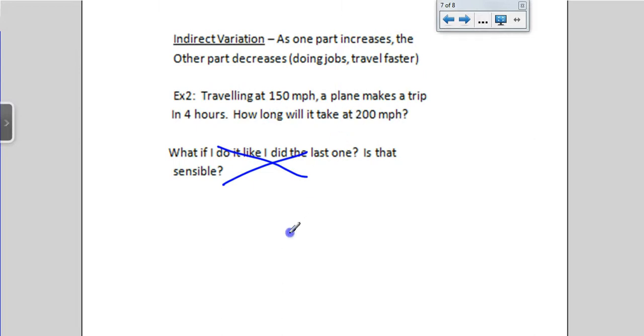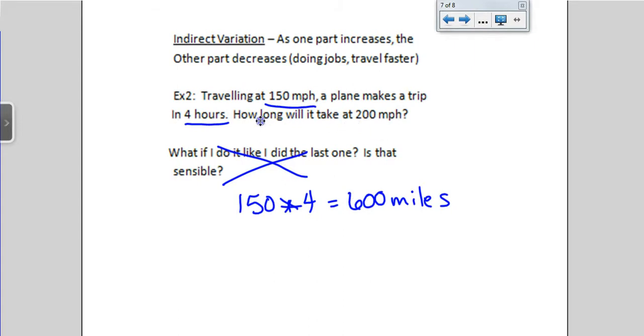So instead of setting up a proportion, I'm first going to start with my two clues that they gave me at the beginning. 150 miles per hour, 4 hours. So if I take 150 miles per hour and multiply it by the 4 hours, I end up with 600 miles. That is the distance of my trip, and no matter what I do to my plane speed, the distance is going to be the same. So now I'm going to take that distance, and I'm going to divide it this time by my new rate, the 200 miles per hour. And I'm going to end up with 3.